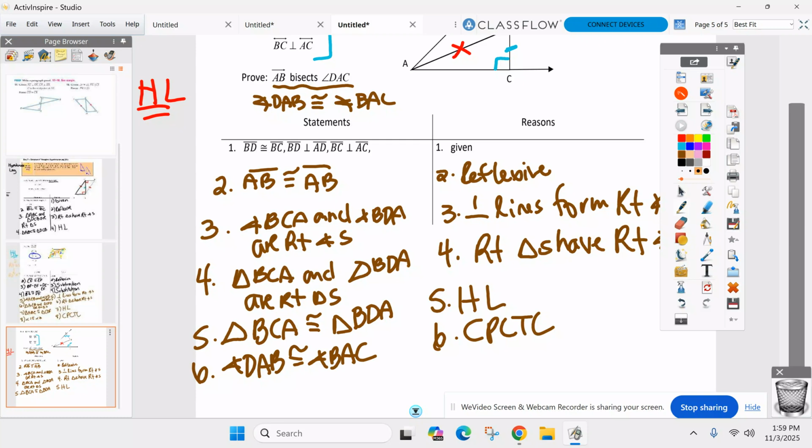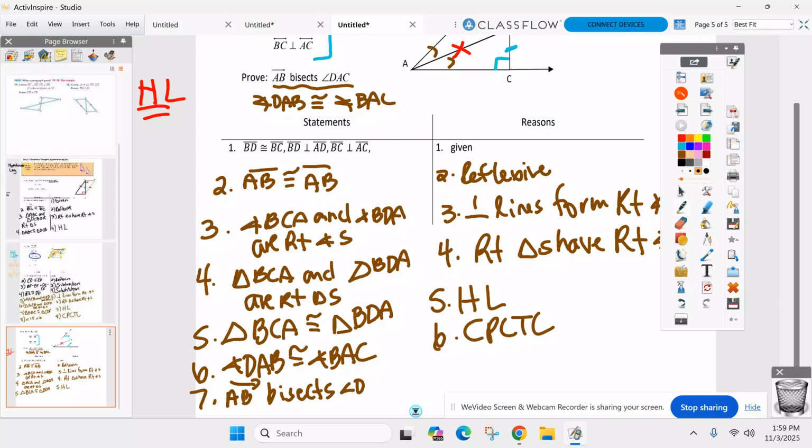And now they're congruent. So what does AB have to be? Now these angles are congruent, so AB has to be a bisector of DAC. AB bisects angle DAC. Nothing fancy here. How do I know it bisects? Definition of a bisector, yeah. It cuts the angle into two equal parts, which we showed in step 6.